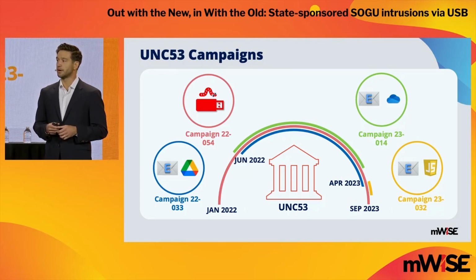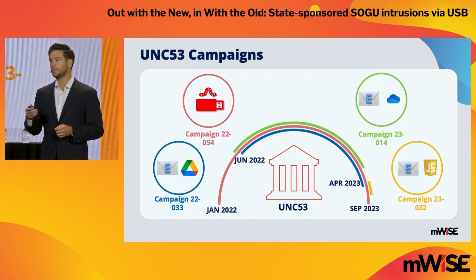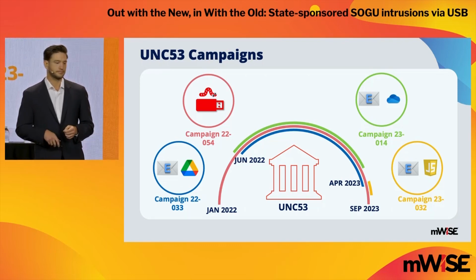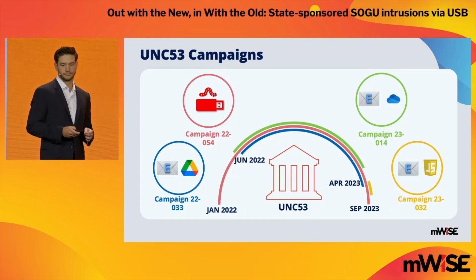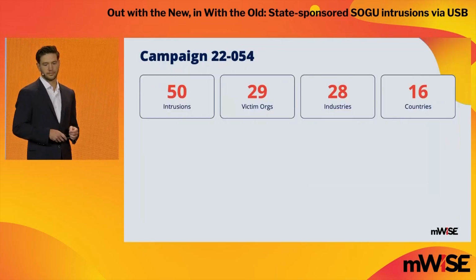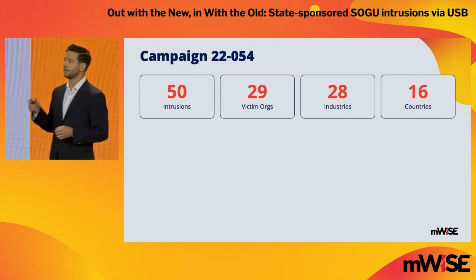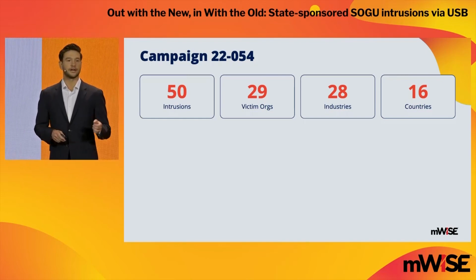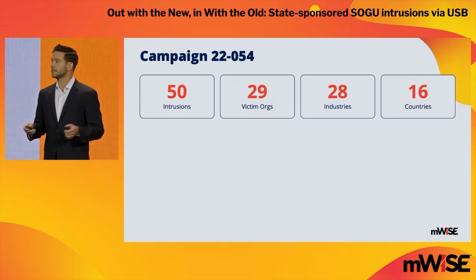And when you look at the time mark, we see that this is the longest running campaign that they've had, beginning in January of 2022 up until this month. Now, this USB-based campaign, Mandiant has responded to 50 intrusions that have affected 29 victim organizations across 28 industries throughout 16 countries.